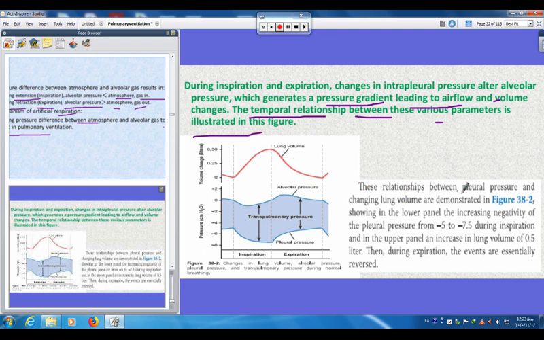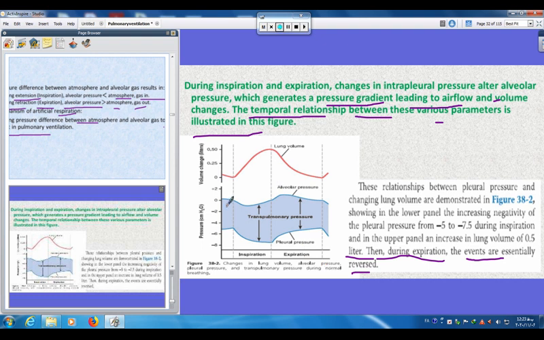This relationship between the pleural pressure and the changing lung volume is demonstrated in this figure, showing in the lower panel increasing negativity of the pleural pressure from -5 to -7.5 during inspiration, and in the upper panel, okay, an increase in the lung volume of 0.5 liter. Then during expiration, the events are essentially reversed.